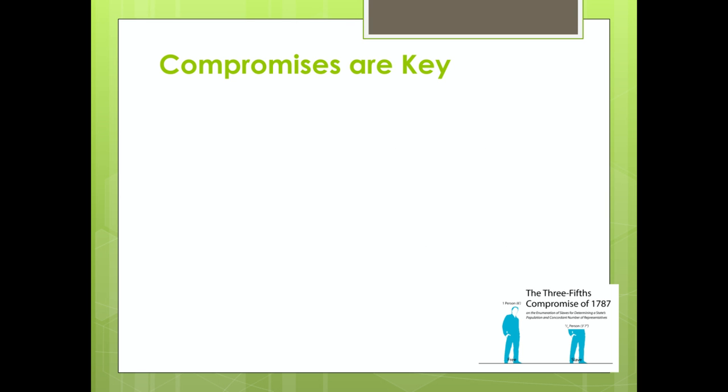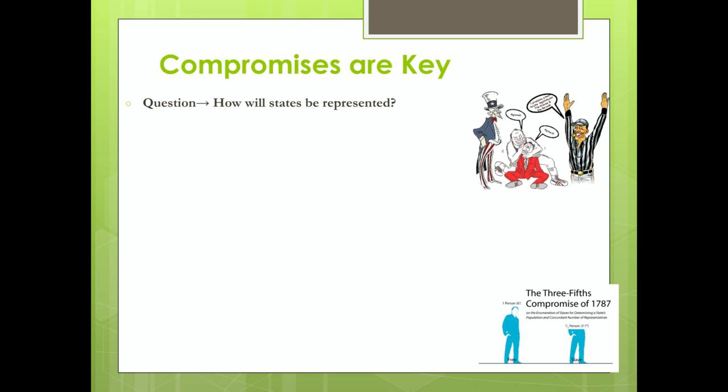So in order for the Constitution to be passed, they're going to have to come up with some agreements. They're going to have to compromise. A compromise is when you agree or you settle a problem. And the first question that they had was, how will states be represented? The first plan that was presented was the Virginia Plan. And basically this favored large states.